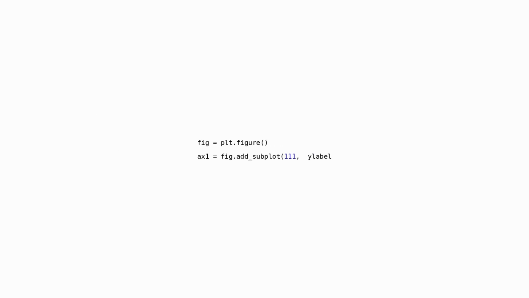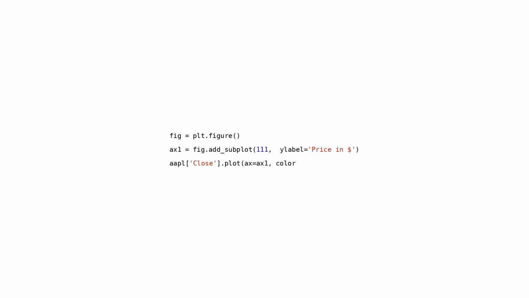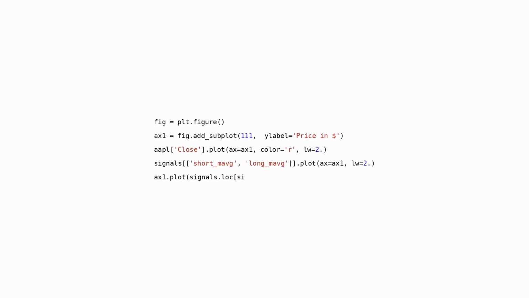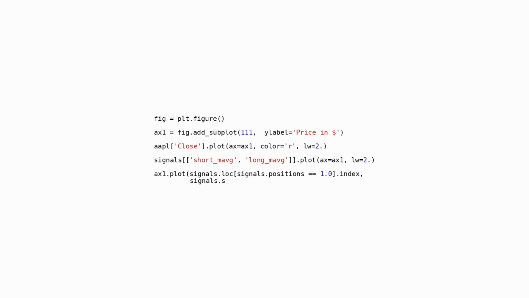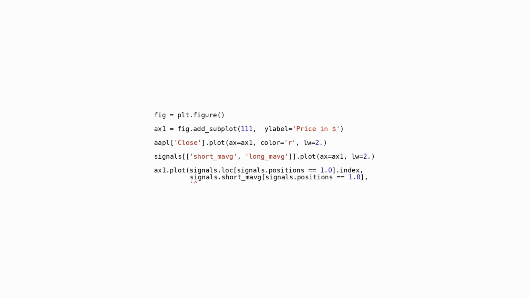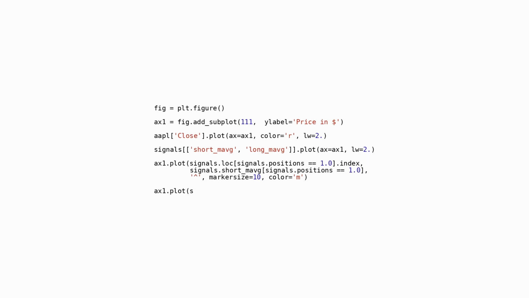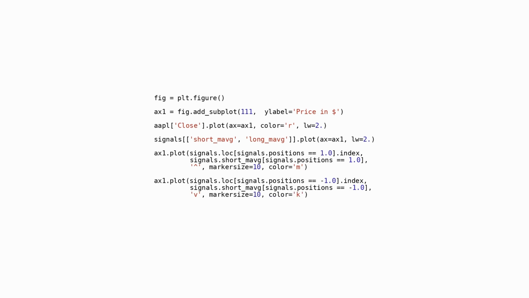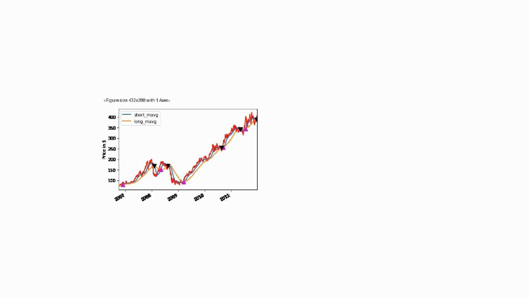This Python code uses the matplotlib library to create a financial chart. It first initializes a new figure and adds a subplot with the y-axis label for stock prices. The closing price of Apple Inc. stock, along with two moving averages, is plotted on the subplot. The code also adds upward-pointing magenta triangles for buy signals and downward-pointing black triangles for sell signals on top of the short moving average line. The chart is displayed in a window and utilizes the signals variable, which contains trading signals, moving averages, and positions of trades. The positions column signifies the buy and sell points on the chart.